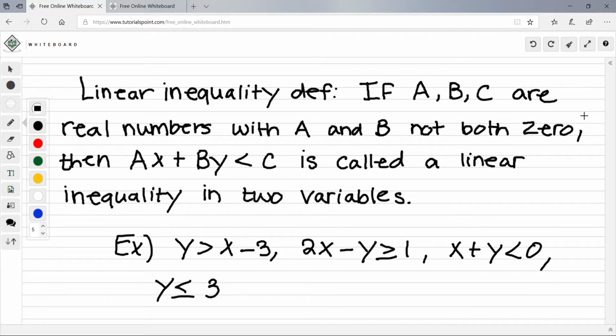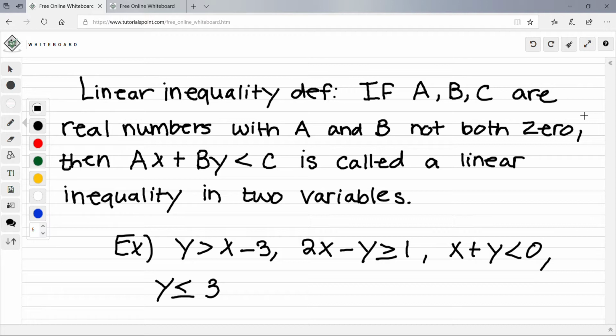Hi, so today we're going to learn about graphing inequalities and systems of inequalities in two variables. In this section, I will graph inequalities and systems of inequalities in two variables by finding the x- and y-intercepts. I will also shade the correct region.